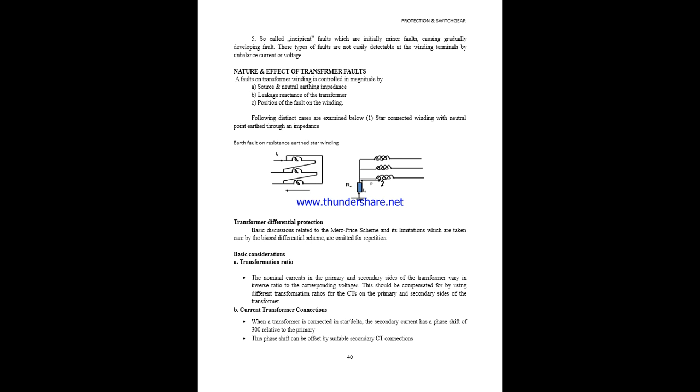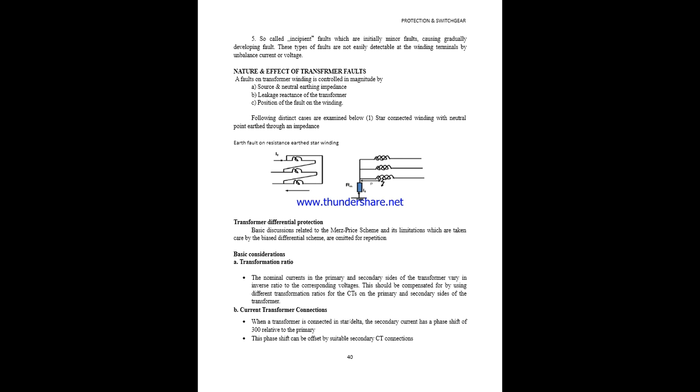While considering the earth fault on a resistance earthed star winding, we can see this diagram here. On the left hand side there is a star winding, and on the right hand side there is a star winding. The transformer differential protection is mainly related to the Merz-Price scheme, and hence there are certain limitations.